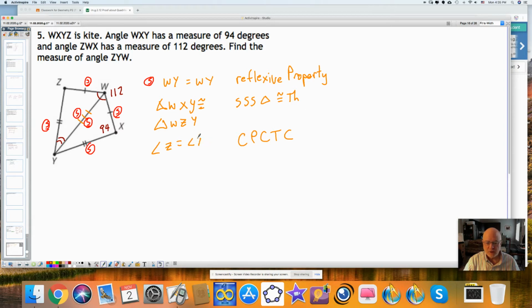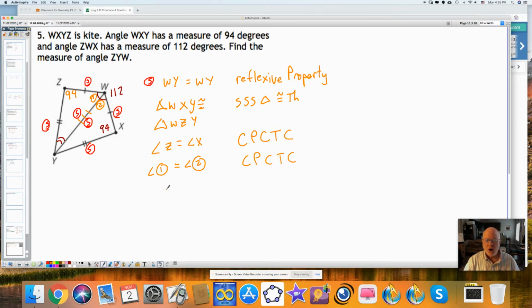The measures are equal. So this has to be 94. Oh my gosh, that's important. I could also say, I'm going to call this angle 1 and this one angle 2, that angle 1 is congruent to angle 2. Why? What rule allows me to say that their measures are equal? Well, it's the corresponding parts of congruent triangles are congruent. They're congruent, and so these have to be the same.